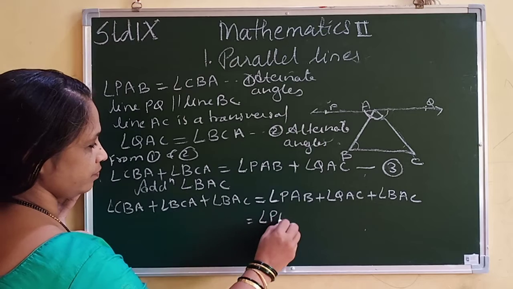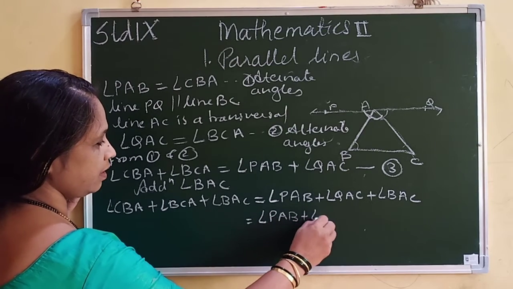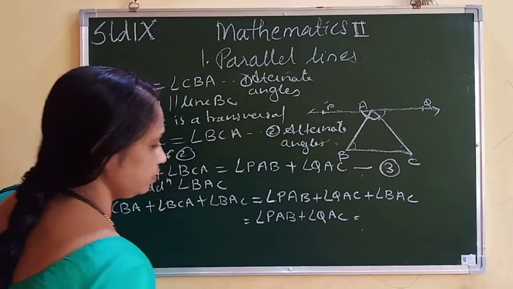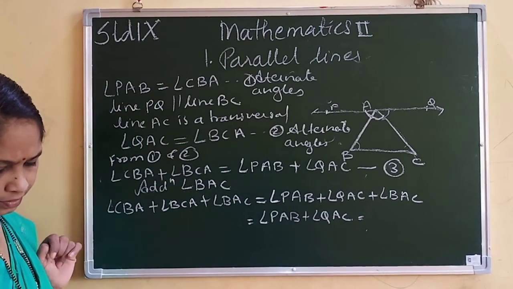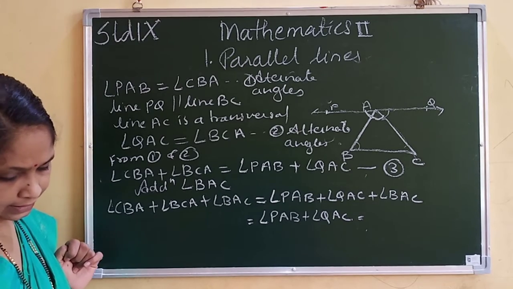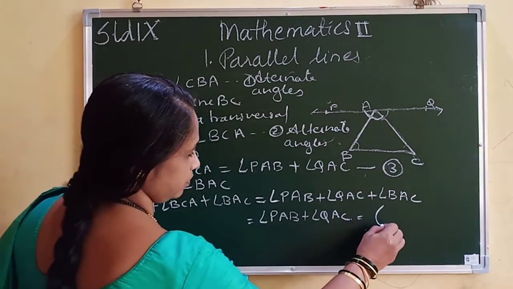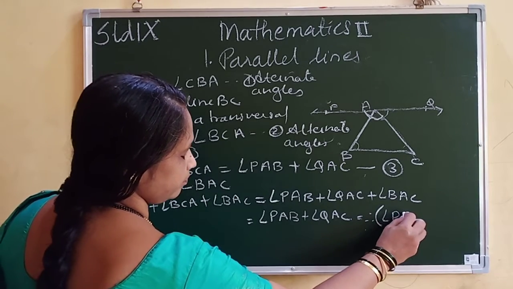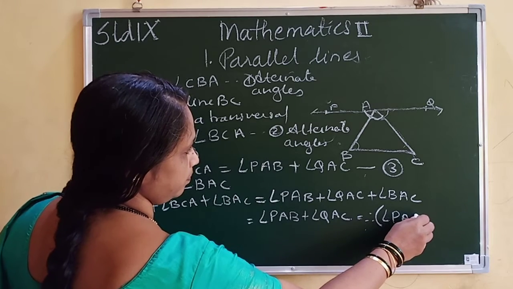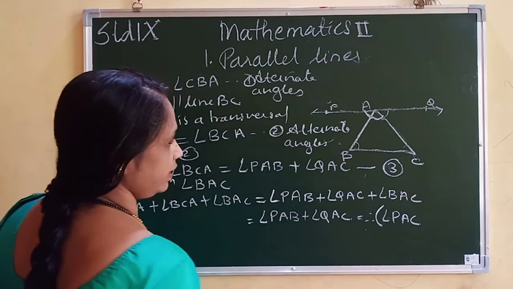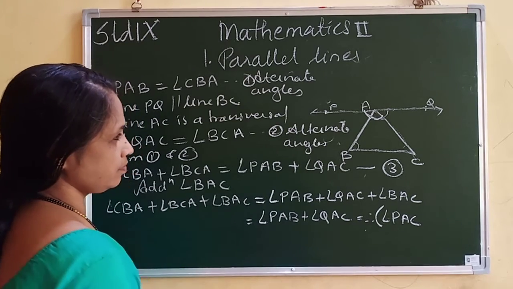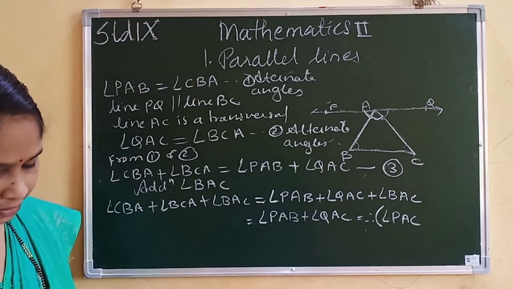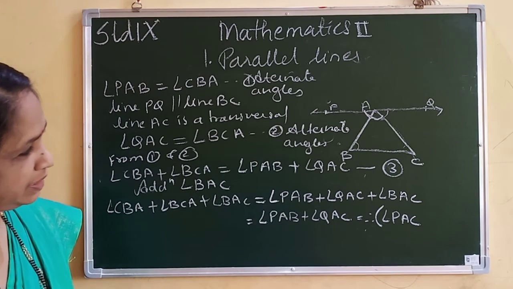Angle PAB plus angle QAC is equal to... therefore it is what? Angle PAC plus angle PAB plus angle PAC.